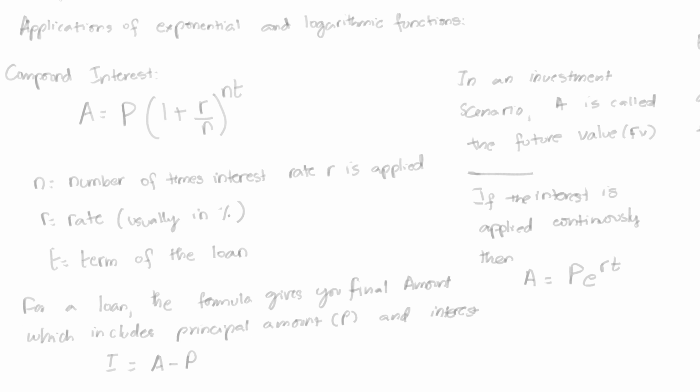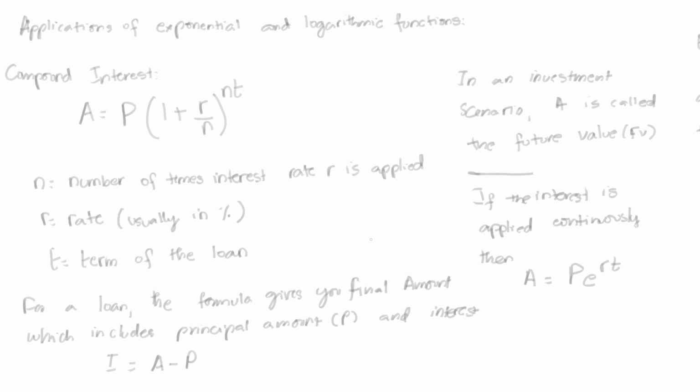So this video is on applications of exponential and logarithmic functions. Now, you can see that the simplest application is compound interest, where the formula is A equals P times (1 plus r over n) raised to nt. n is the number of times the interest rate is applied, r is the rate, usually in percentage, and t is the term of the loan.